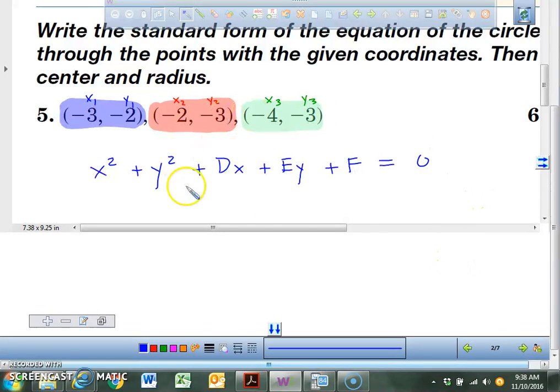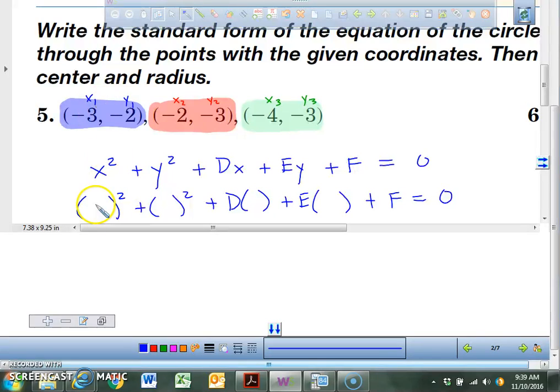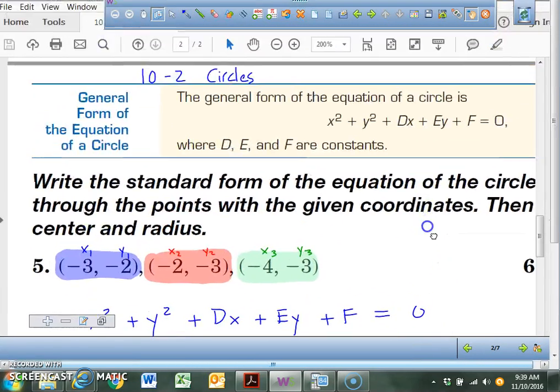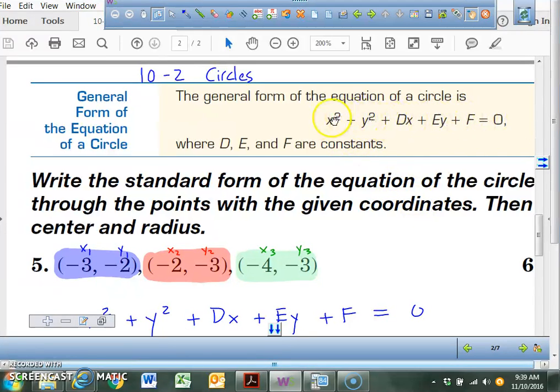In order to solve this, I want you guys to plug in these blue coordinates into this equation. So you'll notice, wherever there's an x, I'm going to plug in an x. Wherever there's a y, I'm going to plug in the y coordinate. So right here, for the x value, I'm going to plug in a -3 that I'm going to square. For the y value, I'm going to plug in a -2. For the x value, a -3. For the y value, -2. So I'm plugging it in, everybody, in case you're wondering where I'm plugging it into this general formula.